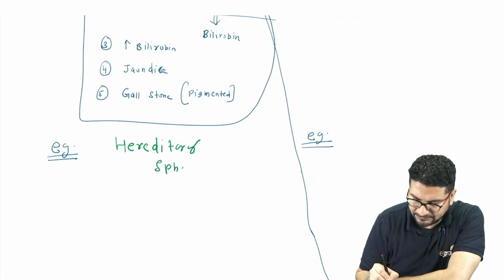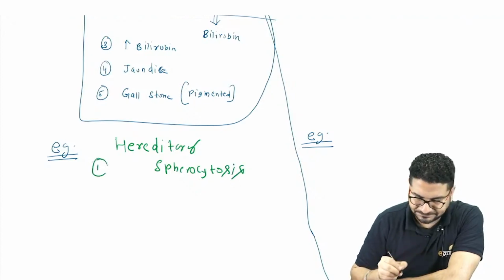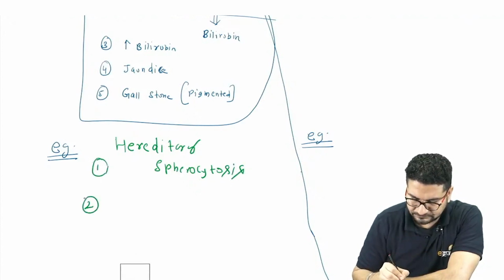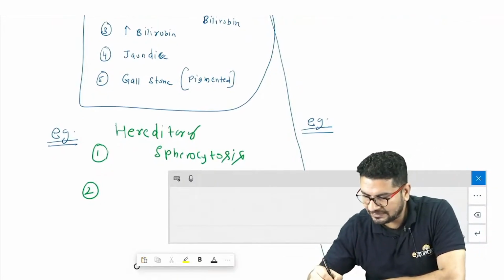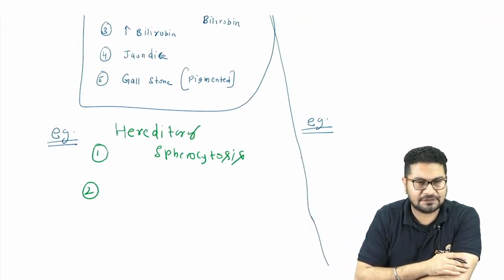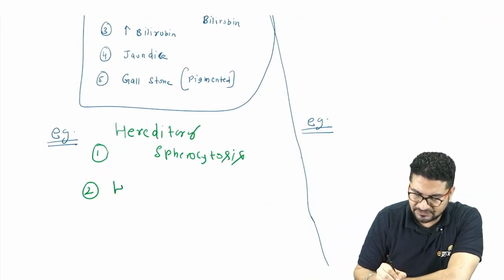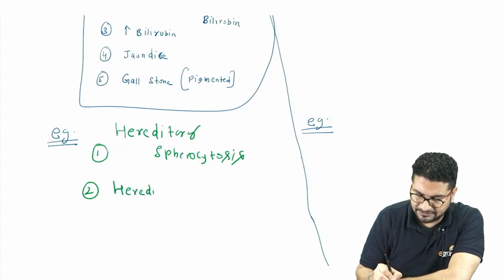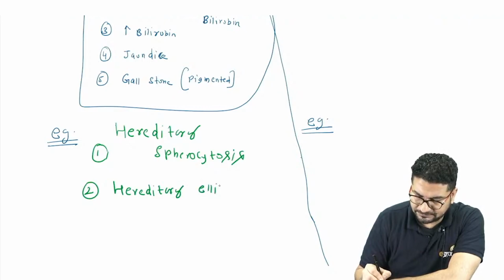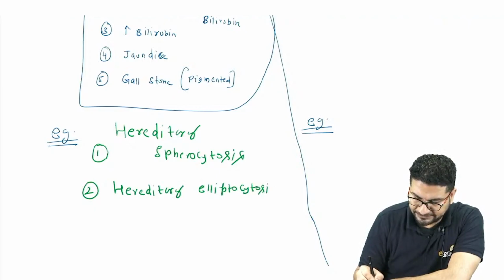Hereditary spherocytosis. We call this HS. Extravascular hemolysis. Extravascular hemolysis you can see in one more condition called hereditary elliptocytosis.